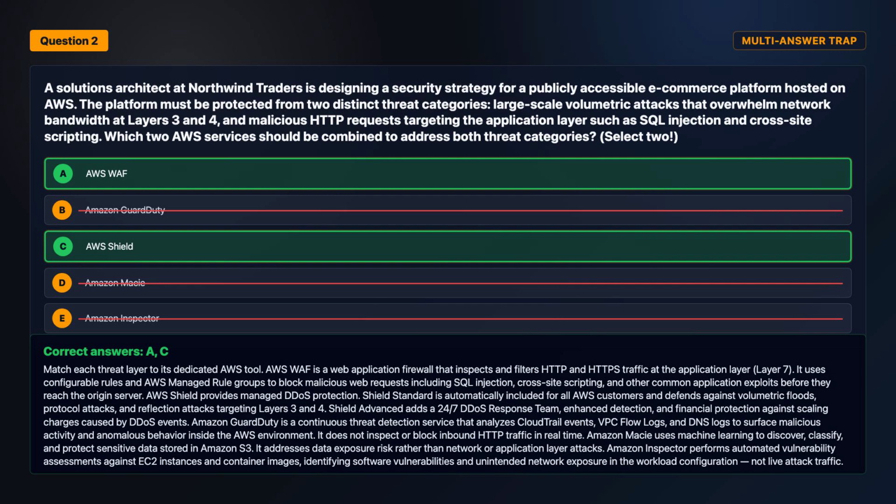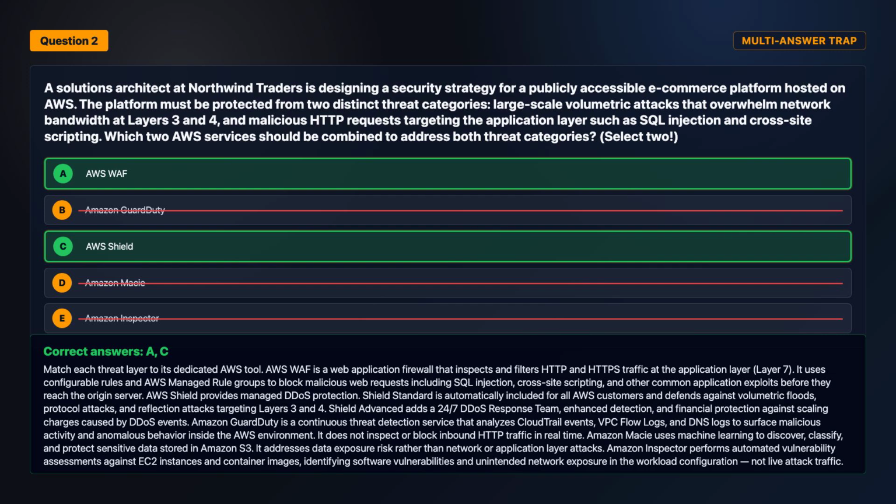AWS Shield provides managed DDoS protection. Shield Standard is automatically included for all AWS customers and defends against volumetric floods, protocol attacks, and reflection attacks targeting layers 3 and 4. Shield Advanced adds a 24/7 DDoS response team, enhanced detection, and financial protection against scaling charges caused by DDoS events.